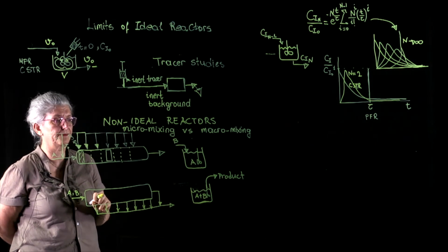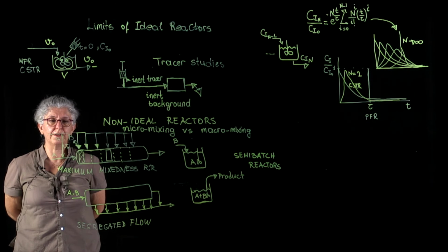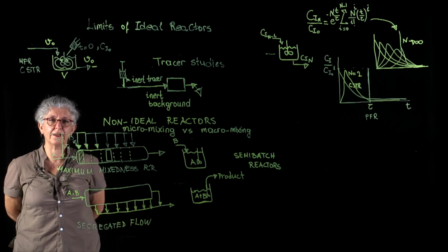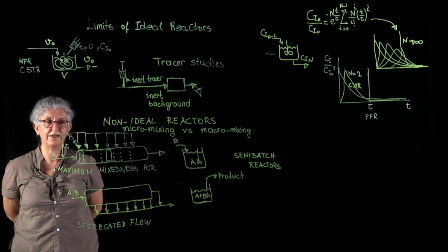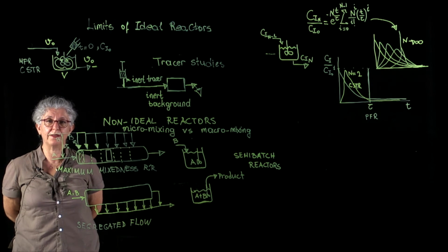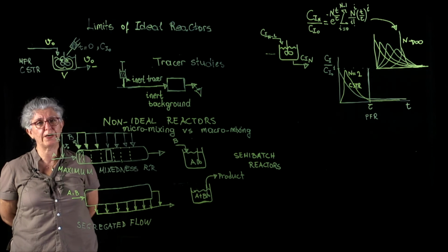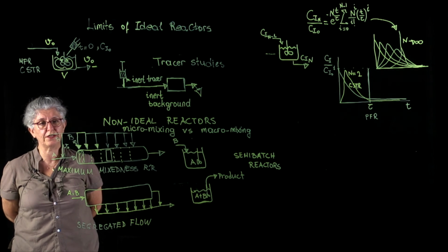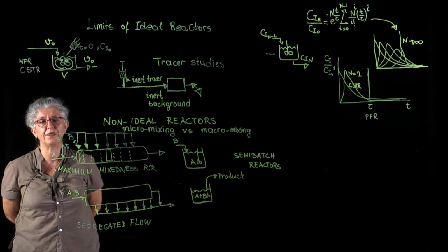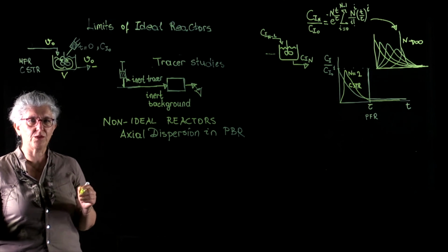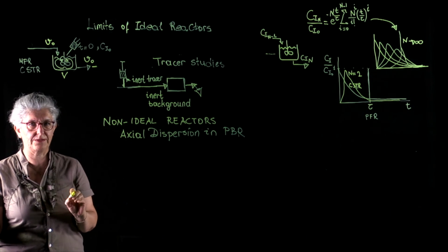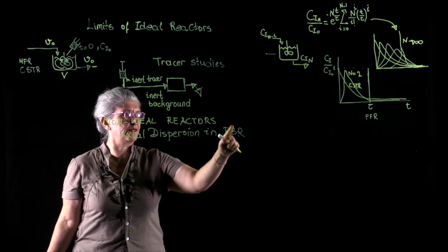So in summary, we discussed the features of a maximum mixedness reactor, a segregated flow reactor, and two different types of semi-batch reactors. Mathematical analysis is going to be unique for each reaction and for the particulars of the reactor volume versus the flow rates that we arrange. So let us see how we are going to treat some of the non-idealities in a plug flow reactor, PFR.